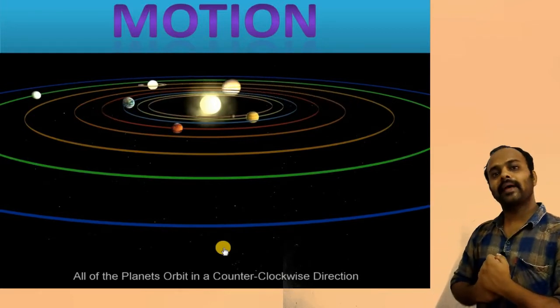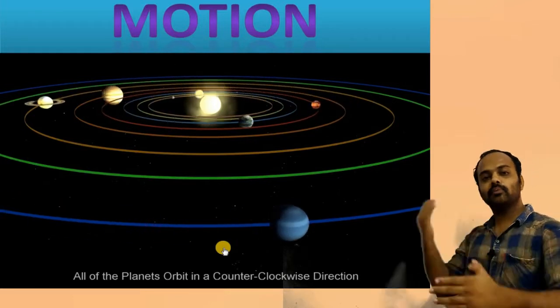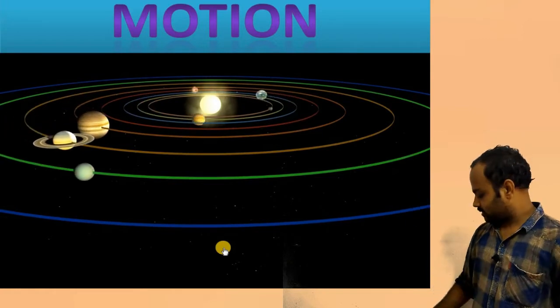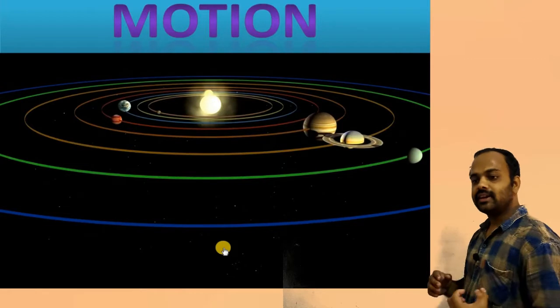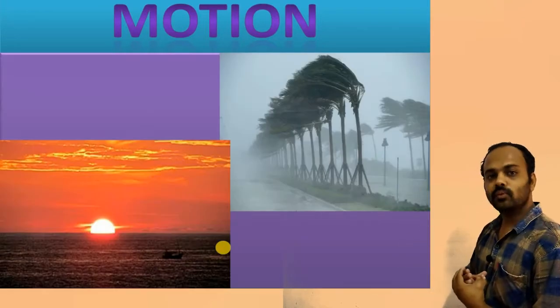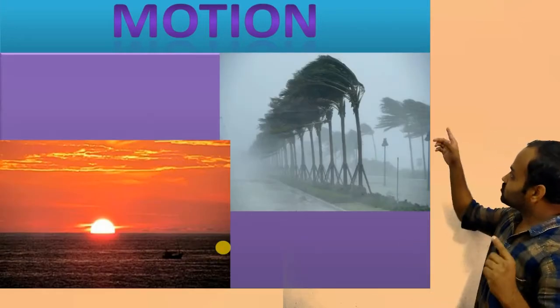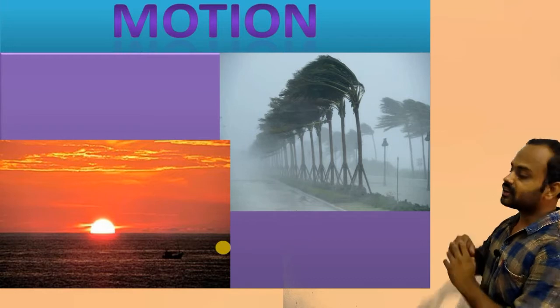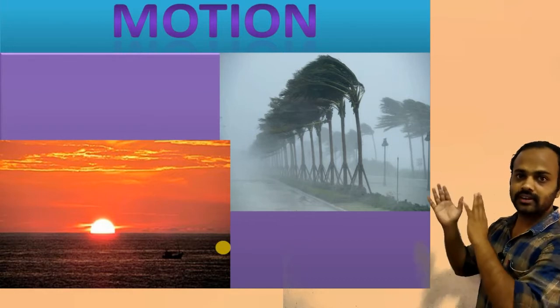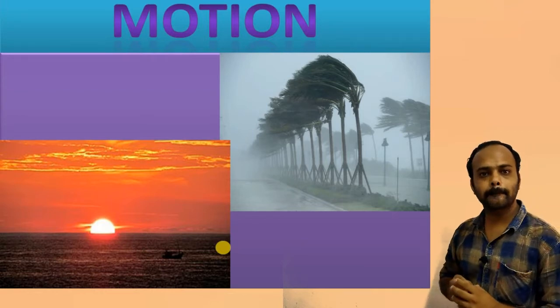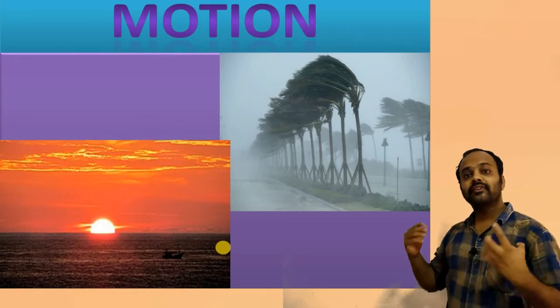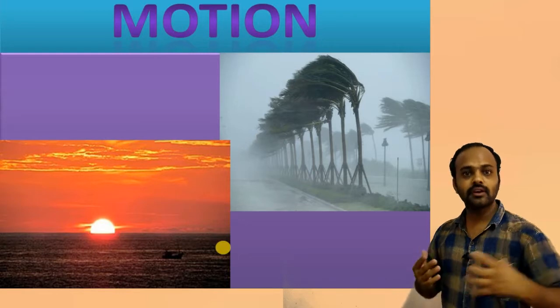That is elliptical motion we call it. Okay, next students, here you are looking at a coconut tree that is bending. Why is that coconut tree bending? Because of the wind force.